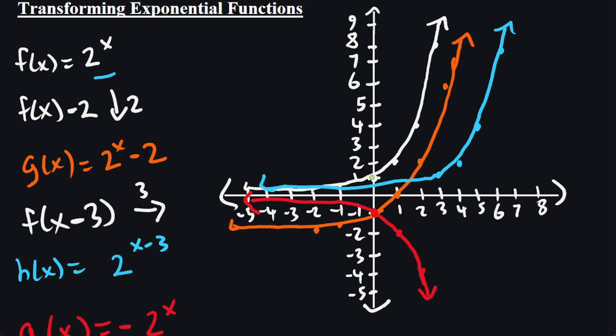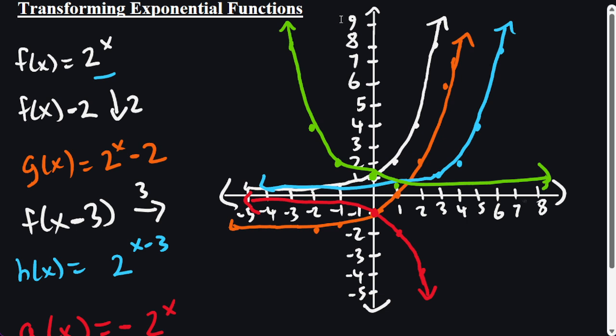So 0, comma 1 still stays at 0, comma 1. 1, comma 2 becomes negative 1, comma 2. And then 2, comma 4 becomes negative 2, comma 4. 3, comma 8 becomes negative 3, comma 8. And then negative 1, comma a half becomes 1, comma a half. And then we can just go ahead and connect all these points like this. And the asymptote is still the same. But you'll see it's been reflected over the y-axis now.